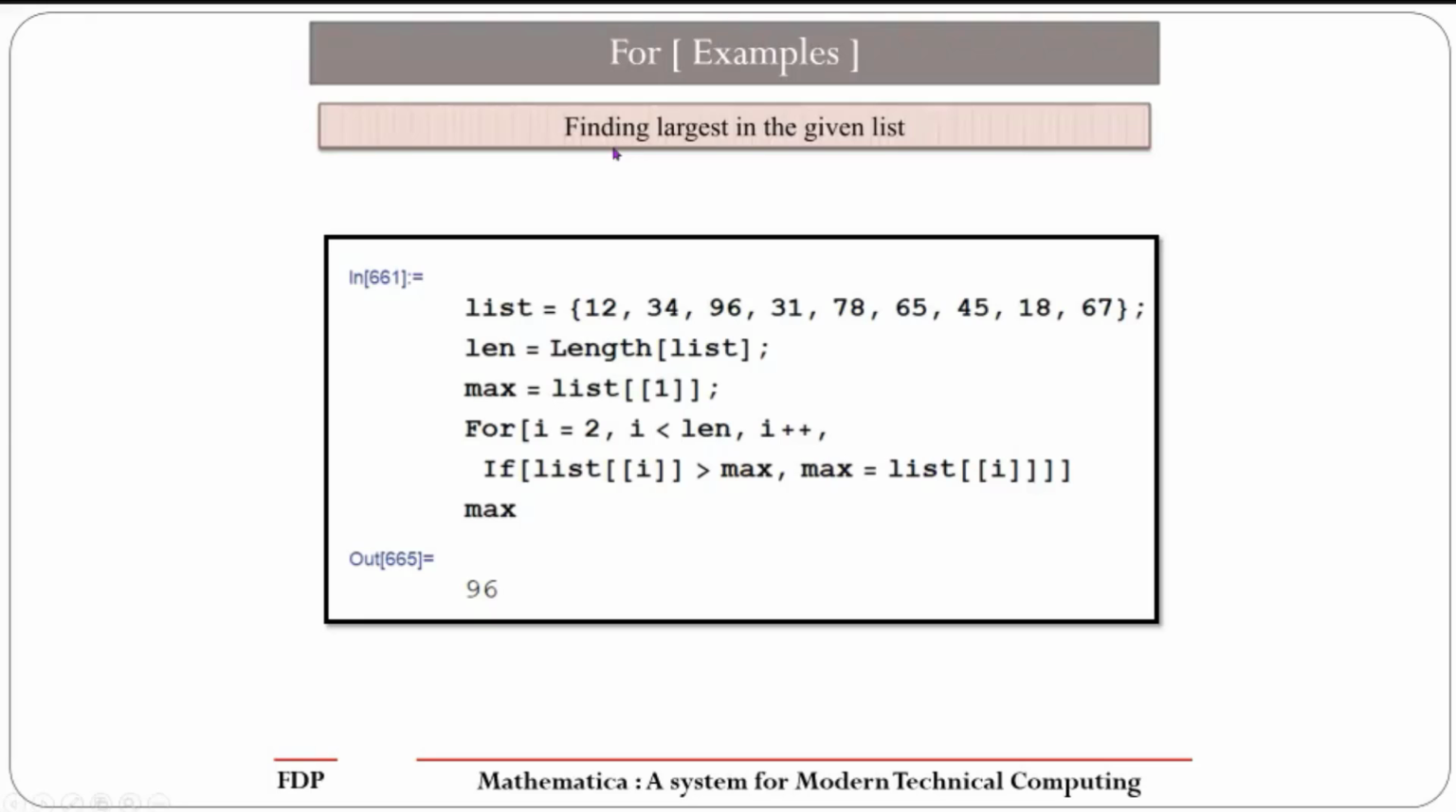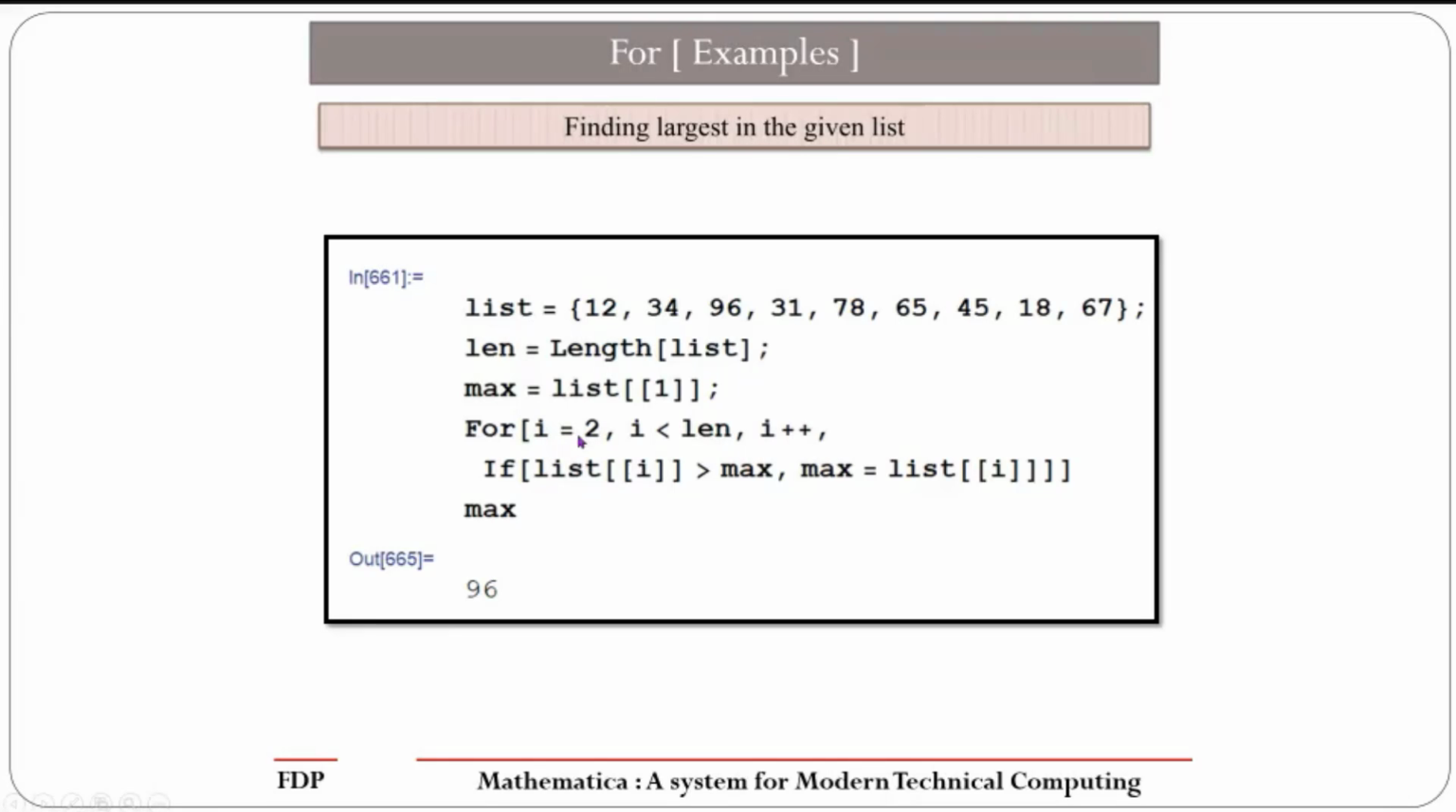Okay, the next code is finding the largest in the given list. Length is a function, with a capital L, and for the key you have to create a list. For a list you use curly brackets and separate the elements with commas. Then the list will be created and you will find the length of the list. The first element is in the first position, then second position, third, fourth, fifth, like this. So basically this is the index. So the for loop here will work on your index.